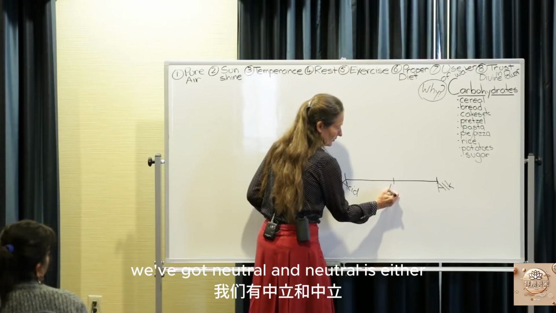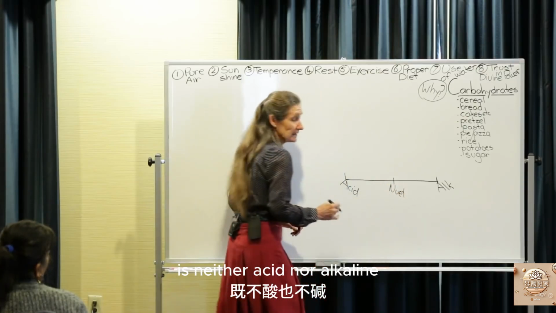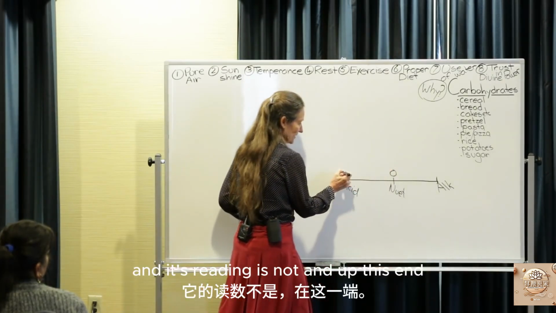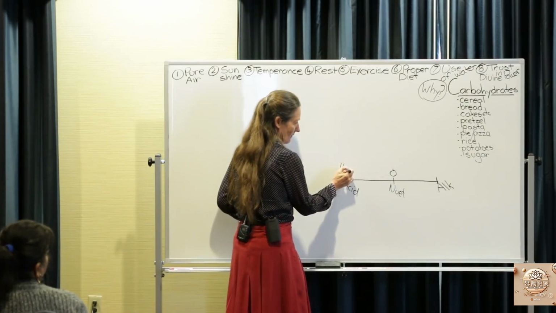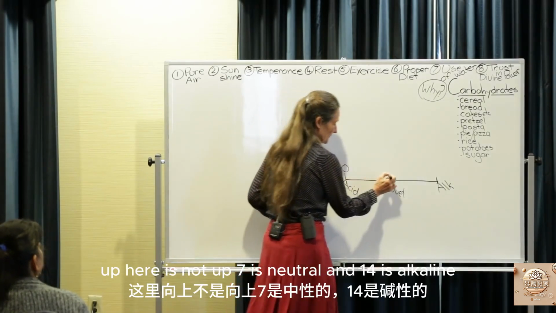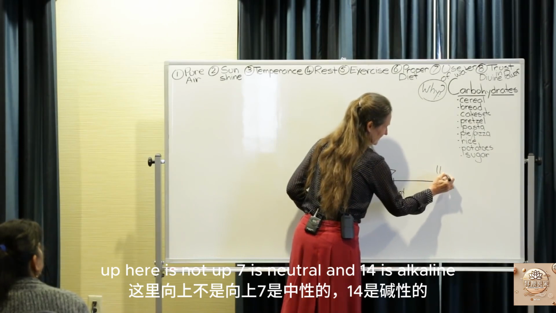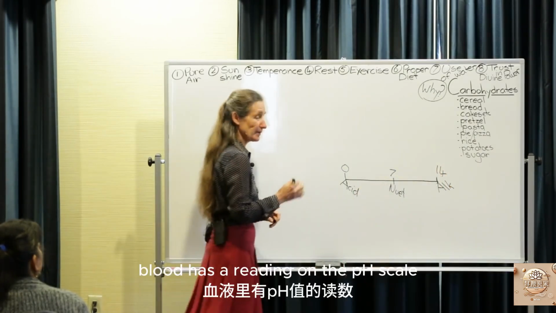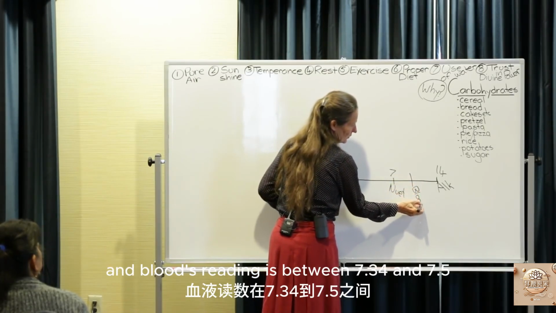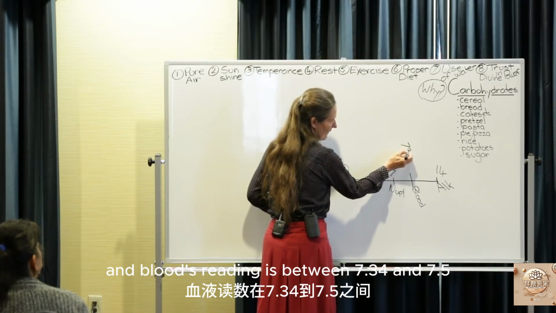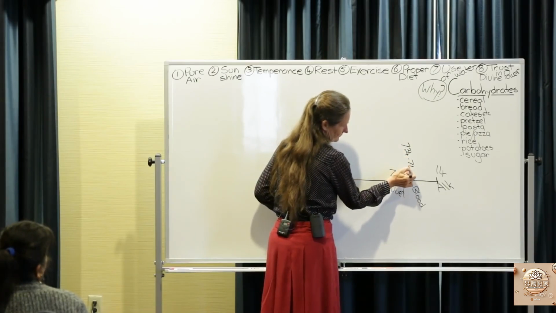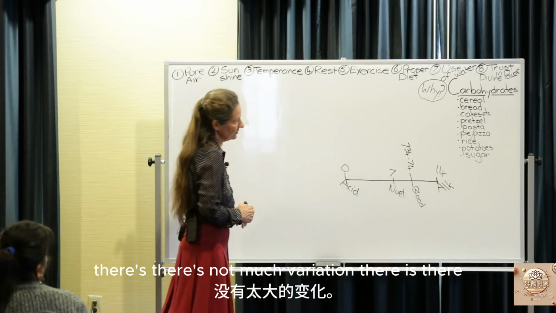So in the middle we've got neutral, and neutral is neither acid nor alkaline. Up here is 0. Up 7 is neutral and 14 is alkaline. Blood has a reading on the pH scale, and blood's reading is between 7.34 and 7.5. And 7.4. There's not much variation there, is there?